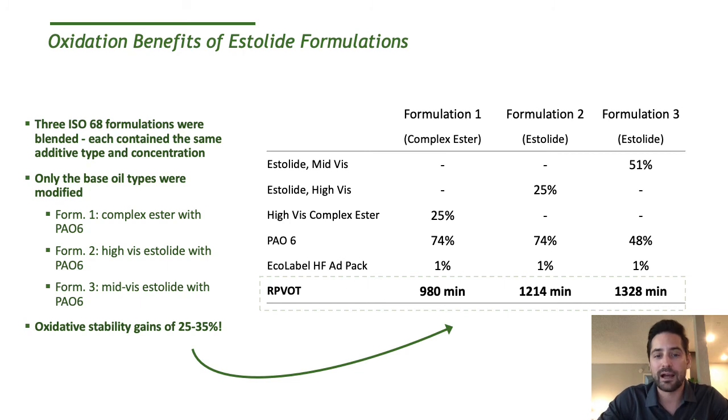Now, keep in mind, all 3 of these formulations are an ISO 68 formula. So we held the viscosity constant, and we just looked at changing the ratios of the base oils, changing the types of the base oils, and these are the results we got. So this is pretty neat data showing that the stability of estolides can really be leveraged by formulators to improve the oxidative stability performance of their products.